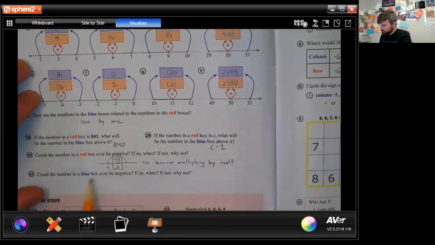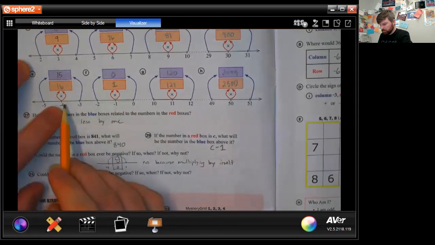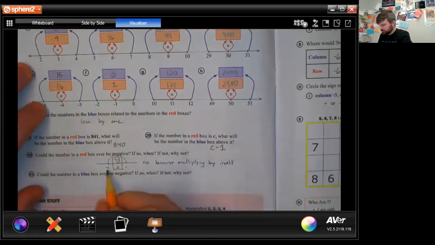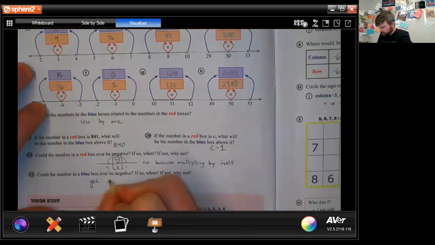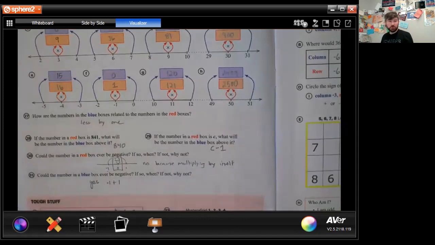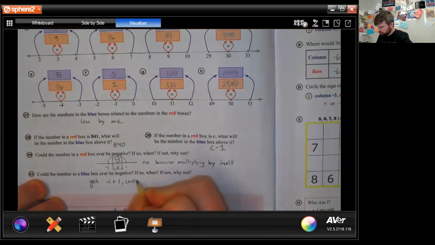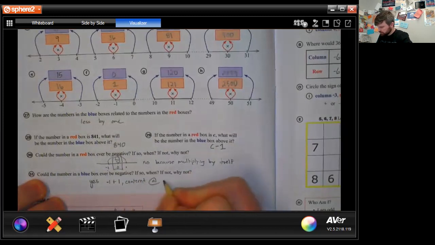Could the number in the blue box ever be negative? So why or why not? So this one, when we go away, it could be, as long as 1 is positive and 1 is negative. So here, like we were saying with the -1 and 1, that could happen. Yes. -1 and 1. Or if you go out 2, it could be -2 and 2. But it's when it's centered at 0.